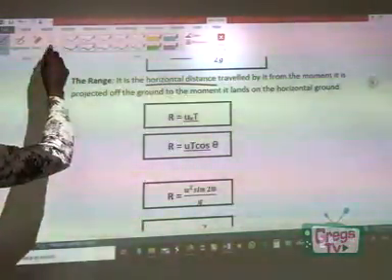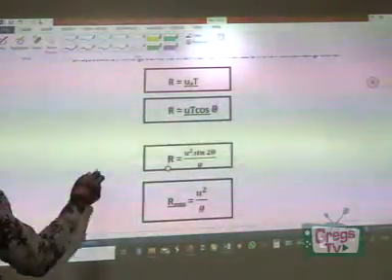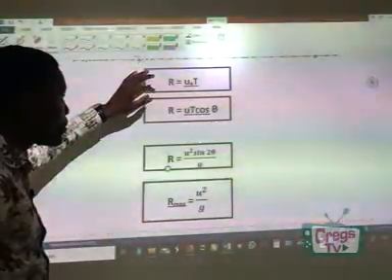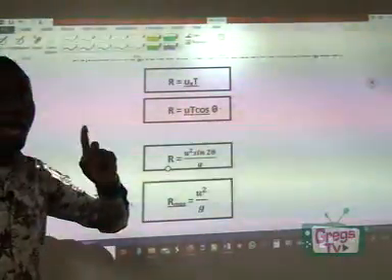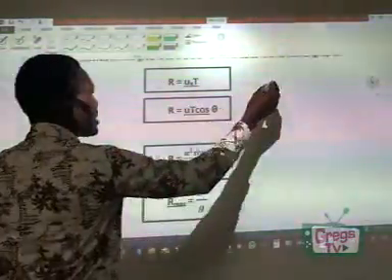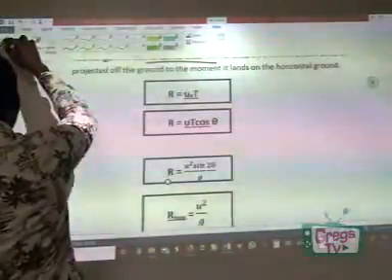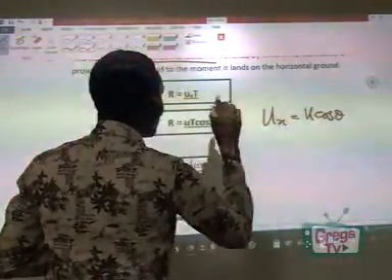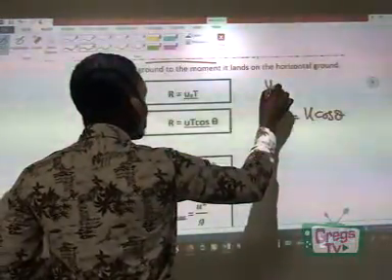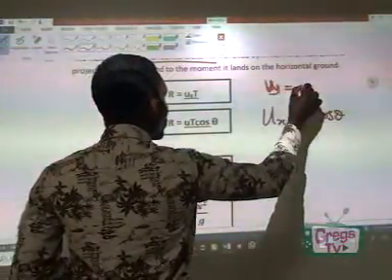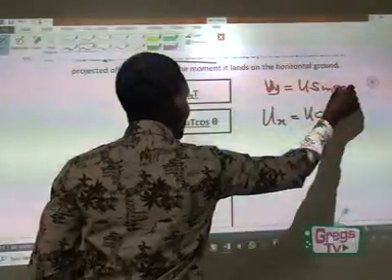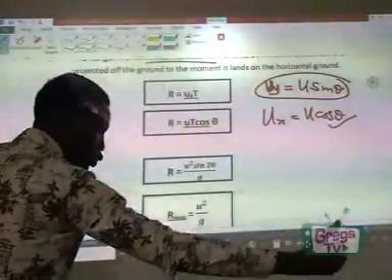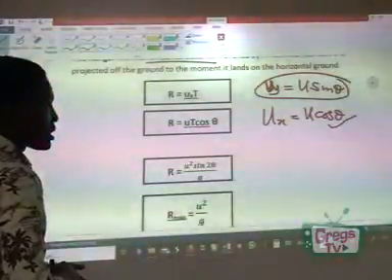And if you check your range very well, it has like 4 formulas. Personally, I love to put all these formulas there because they will help you. R is equal to UxT. Now, Ux is your horizontal component, and it is U cos theta, while your Uy is your vertical component, and it is U sin theta. But here we are making use of this for range because range has to do with the total horizontal distance covered.